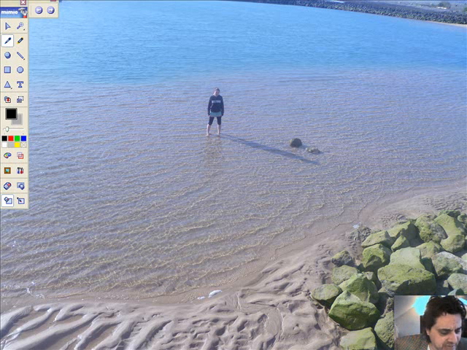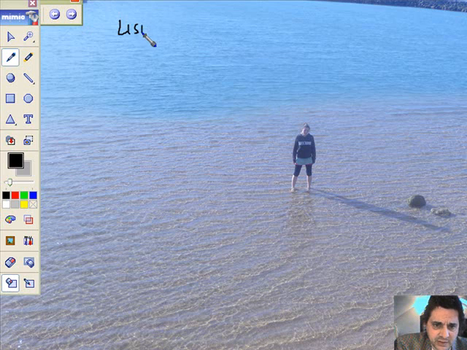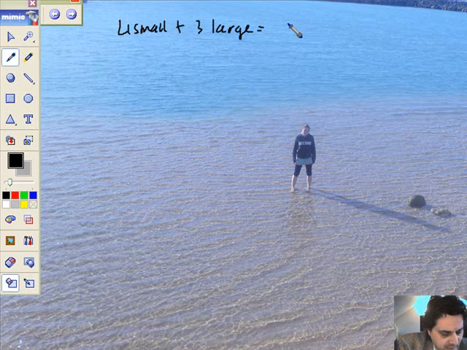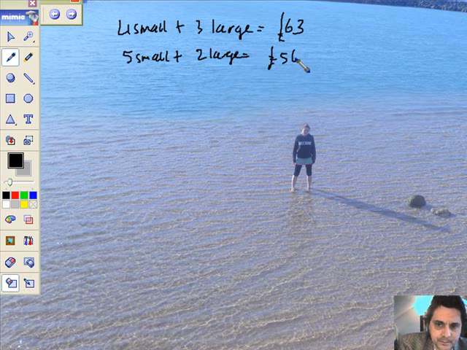It says Dan sells decorative storage boxes in 2 sizes. The cost of 4 small boxes, and let me just write it out in case I miss it. So 4 small and 3 large come to £63. Alright, so that's the story. The cost of 5 small and 2 large comes to £56. Find the cost of 1 small box.